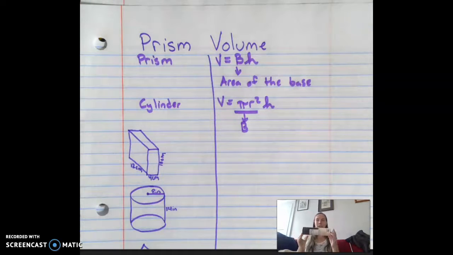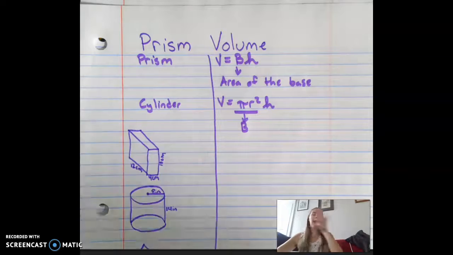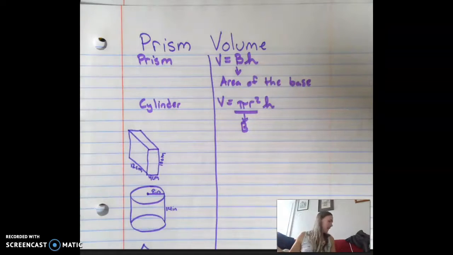This is a cylinder. Note the base is a circle. This is a circle, so the two bases, and then the height is the distance between the two bases. This is true for any type of prism.